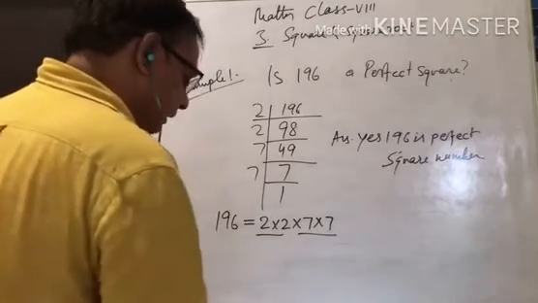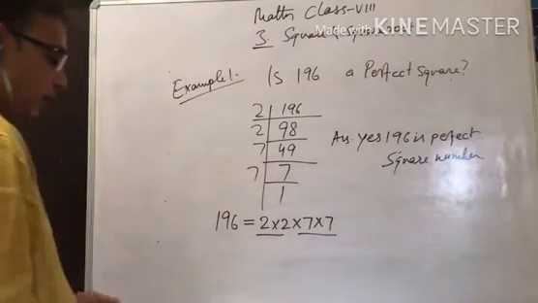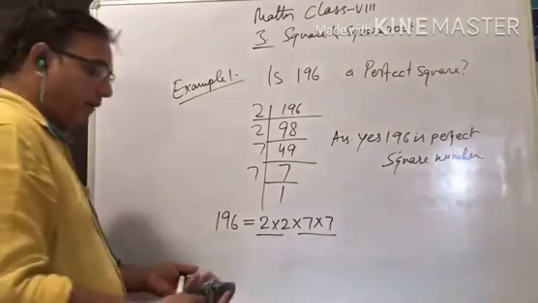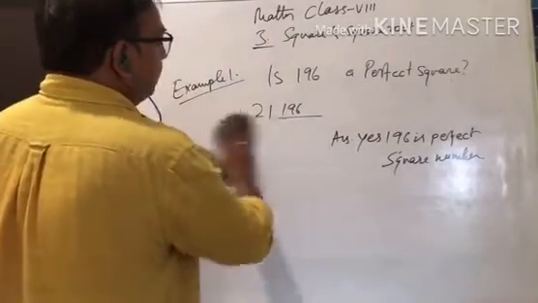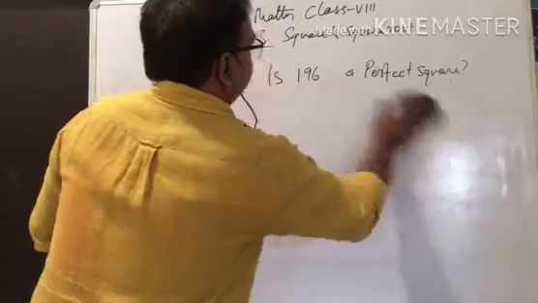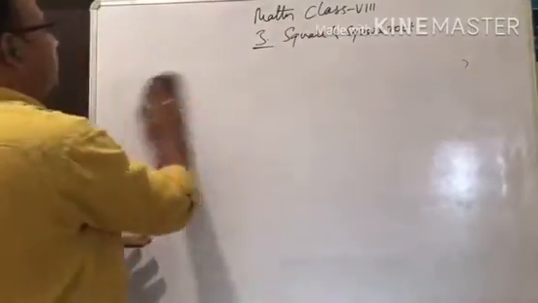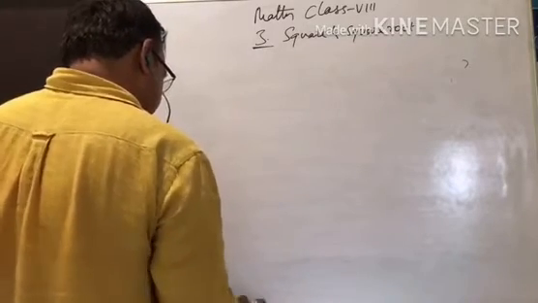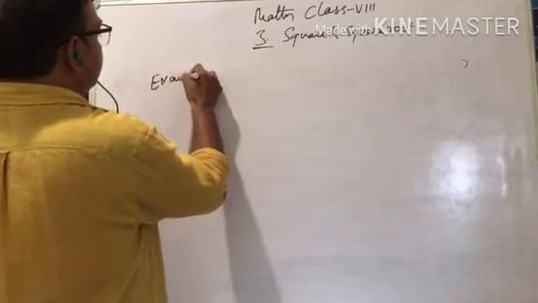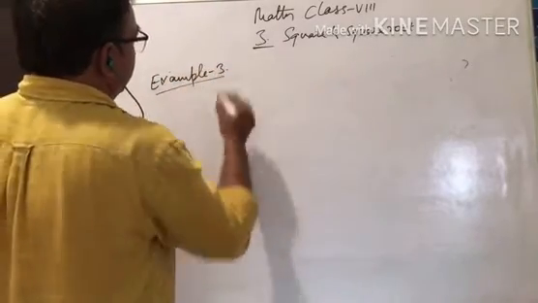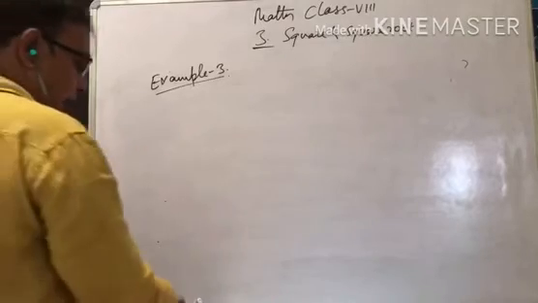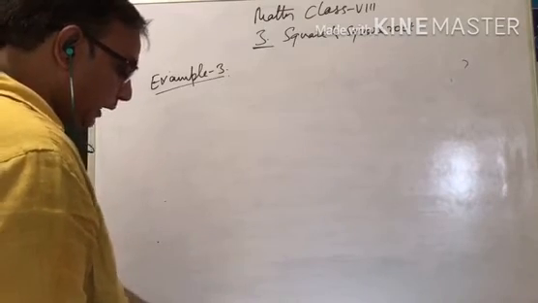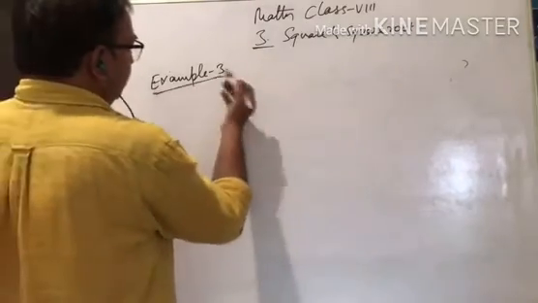Now, in the first exercise 3A, this is the only thing you can check: whether the number is a perfect square or not. Let us take one more example to understand it better. Example number 3. I won't solve example number 4 and 5; it is better to use a question from the exercise, then it will be easier for you.